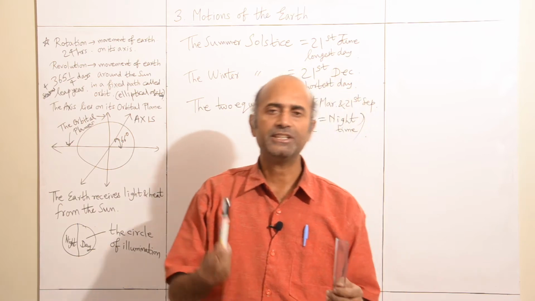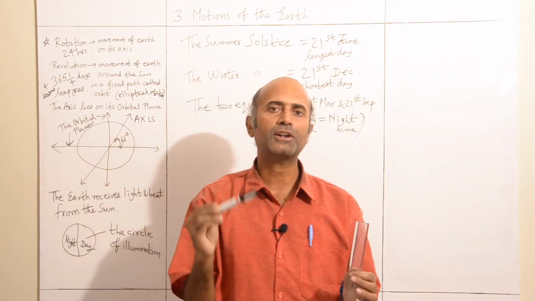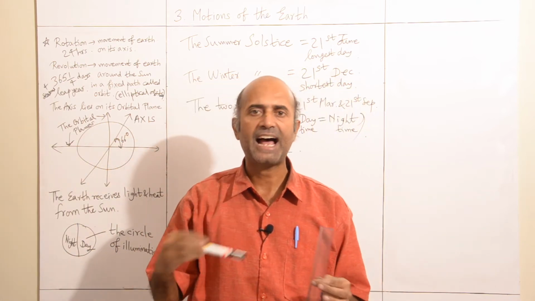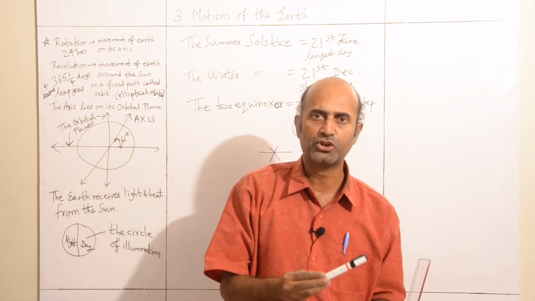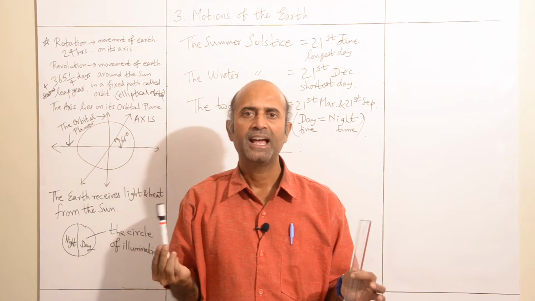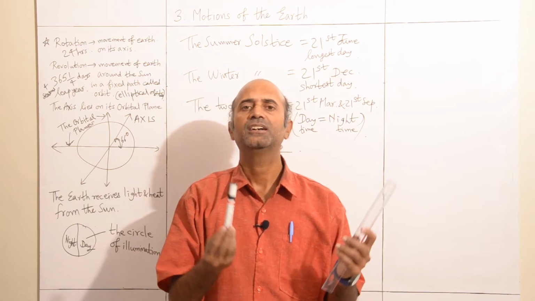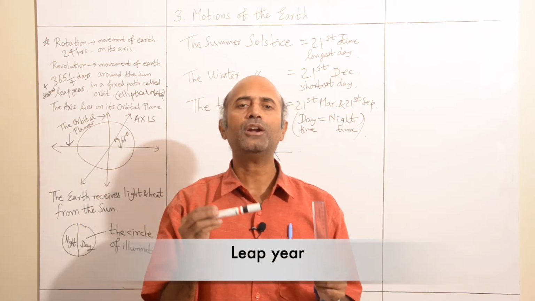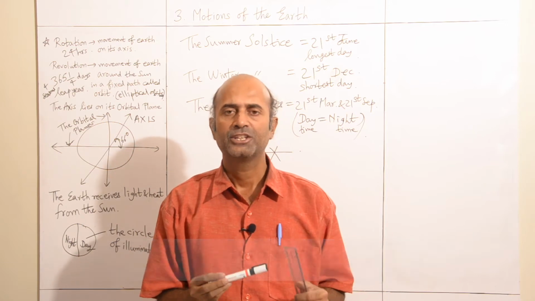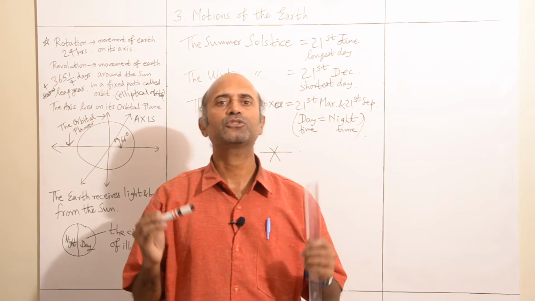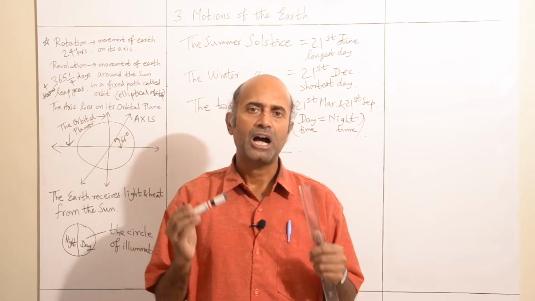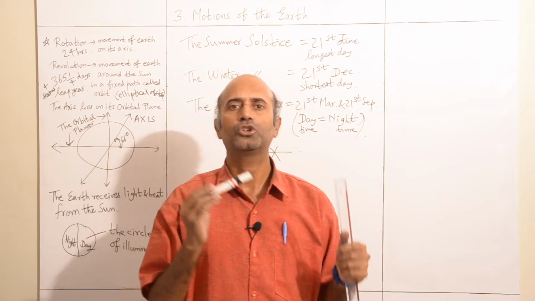Now what happens is, the quarter day extra is added once every 4 years. One day is added extra to the calendar which we use, and those years are known as leap years. A day is added in the month of February. So that's why February is the shortest month of the year. A normal year has only 28 days in February. However, a leap year will have 29 days.